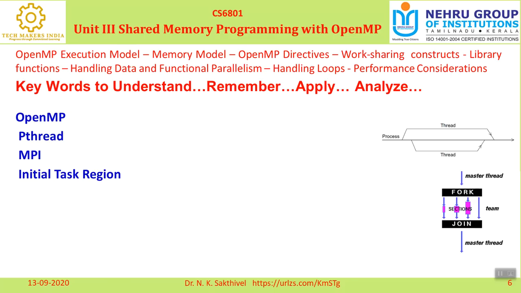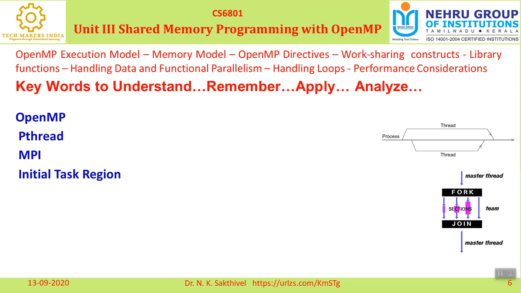Why is it called an implicit task region? The reason is that if you are restricting one particular area, the instructions in that area will be executed in parallel. It seems to be sequence but is in parallel. So that is nothing but the initial task region.